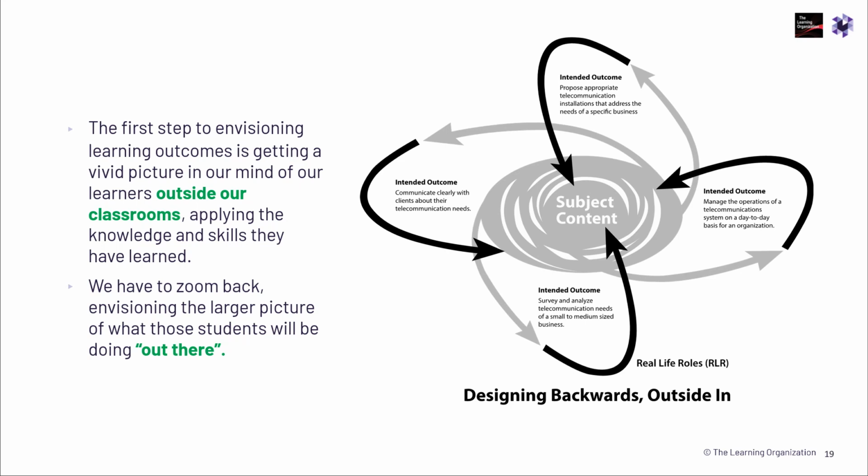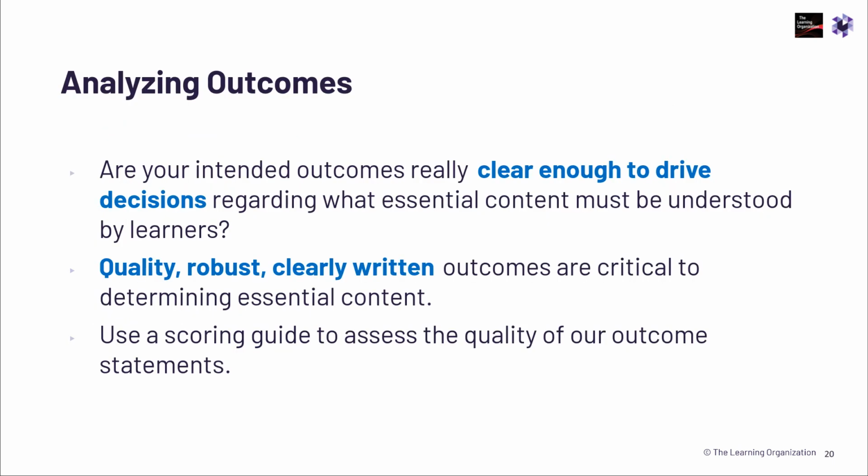So here's an example where you've got 4 outcomes, and this has to be around a technology role, telecommunication role, and you can see that, a proposed appropriate telecommunication installations that address needs of a specific business. You can see how robust that is. Communicating clearly with clients about their telecommunication needs. You're really thinking about it from what they have to do once they are done with your particular program. And so that's how we need to really think about that.